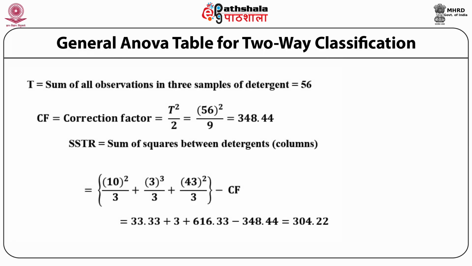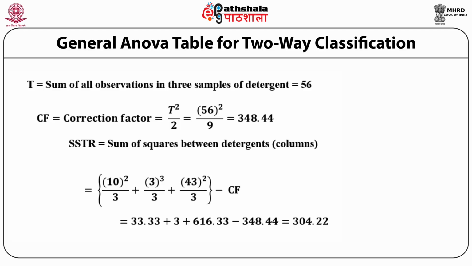T is the sum of all observations in the three samples of detergents, and it comes out to be 56. Here again we have used the shortcut method, in which, as I have already explained, we use a correction factor, and the correction factor is equal to T square upon 2.